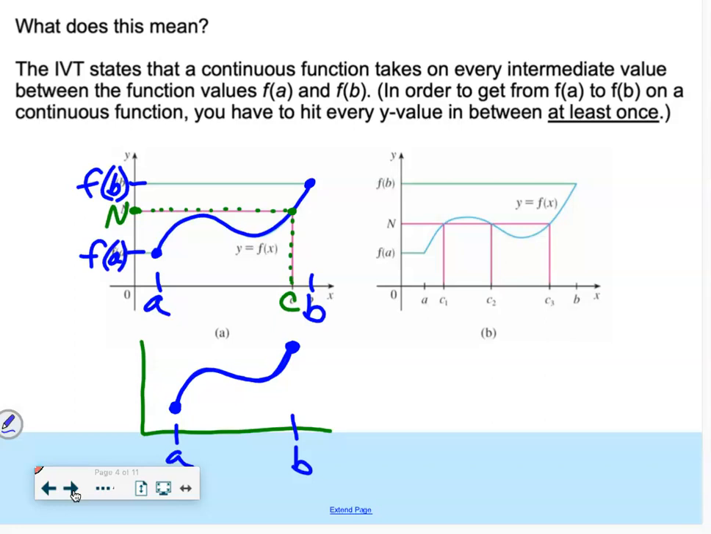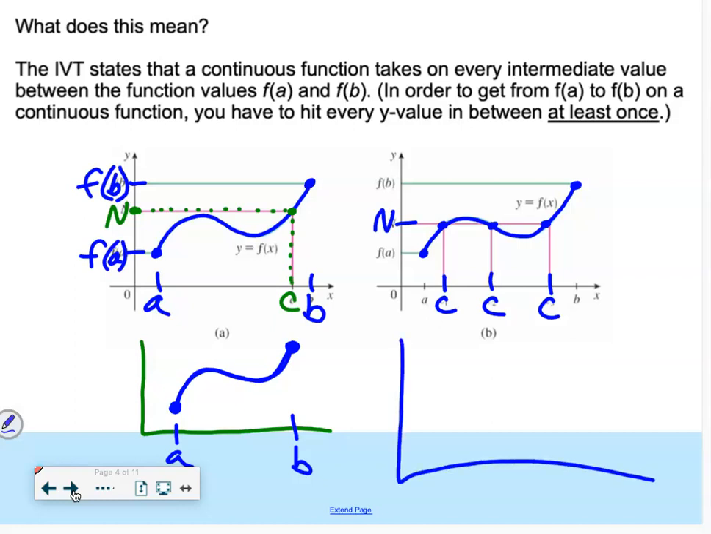Can you hit them more than once? Sure. Here's one right here. Like here, if we just move the N down a little bit, now we've got our N over here. Whoa, we've got here and here, and we've got all of these different spots with the same y value. That's okay. You just have to hit it at least once. There is no way on a continuous function to go from here to here without hitting every y value in between.